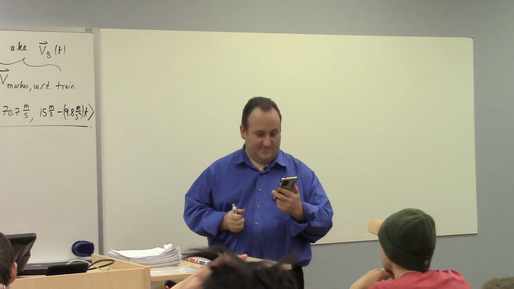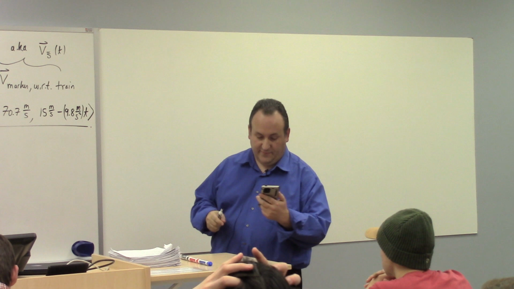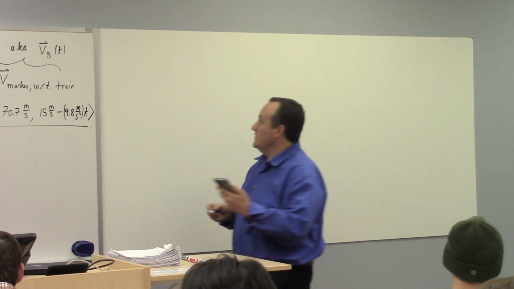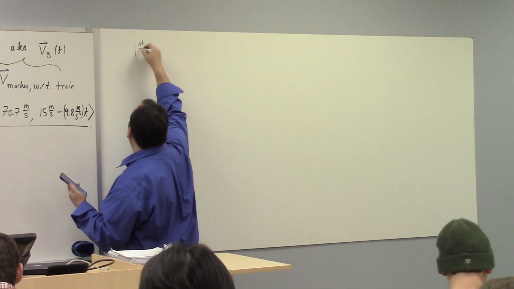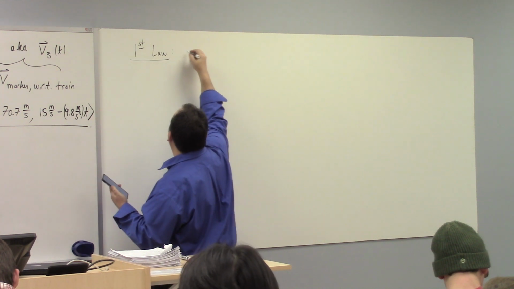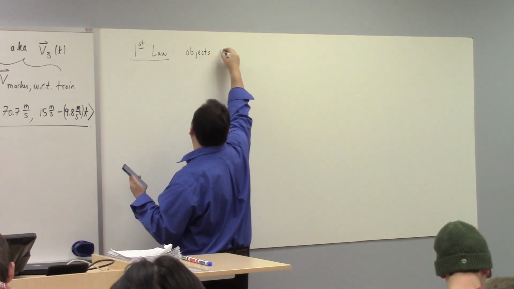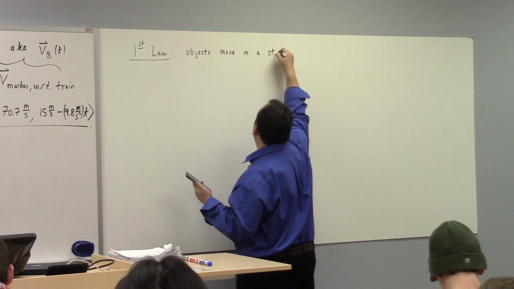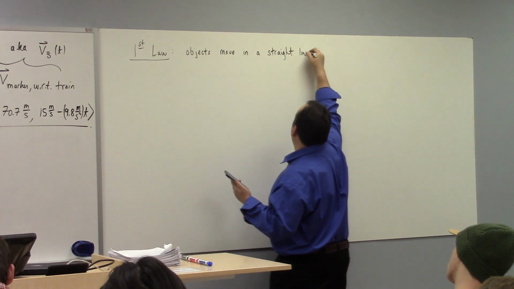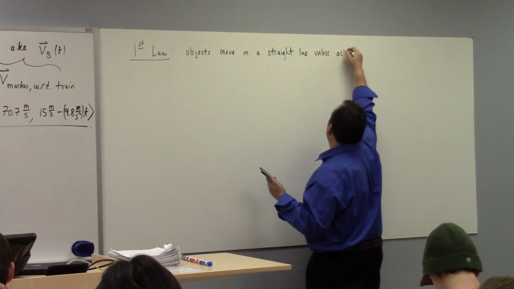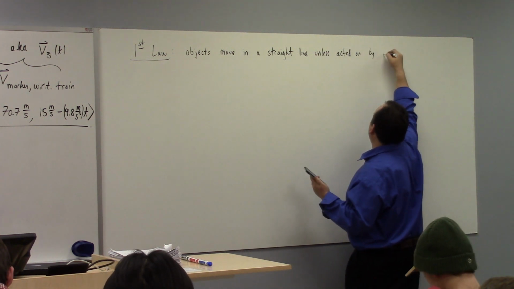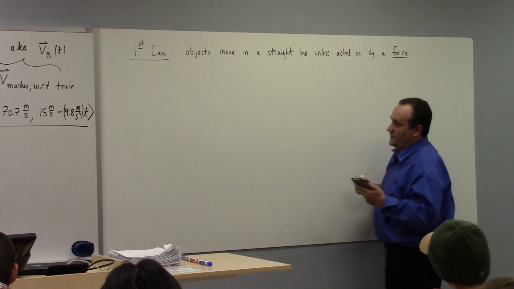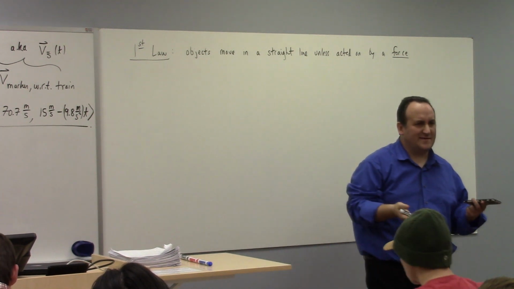Here it goes. According to Google, the laws are, number 1, every object moves in a straight line unless acted upon by a force. So the first law: objects move in a straight line unless acted on by a force. Of course, it kind of begs the question, what's a force, right?